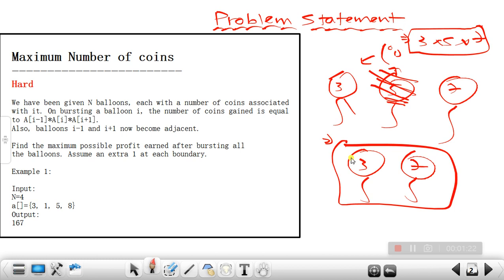Fine. So the problem is saying to find the maximum possible profit earned after bursting all the balloons. Assume an extra 1 at each boundary. One example is also given here, so let me explain the example.